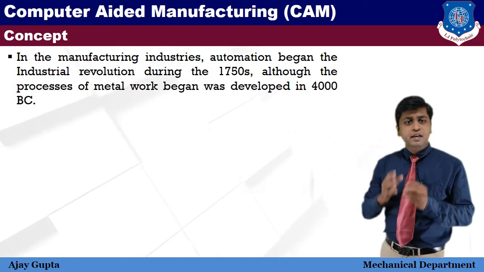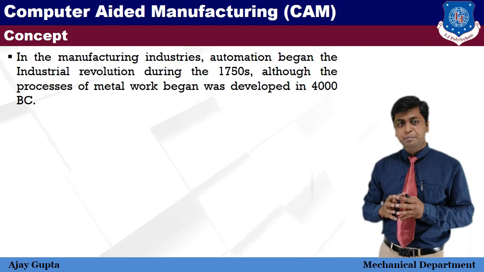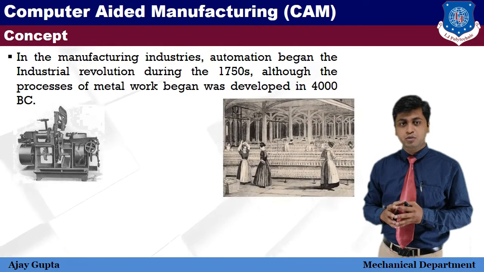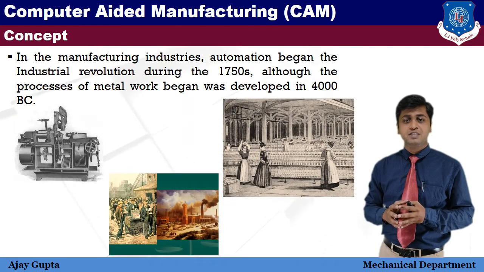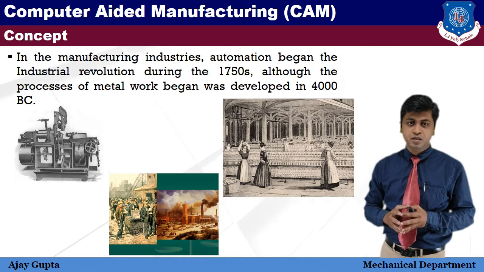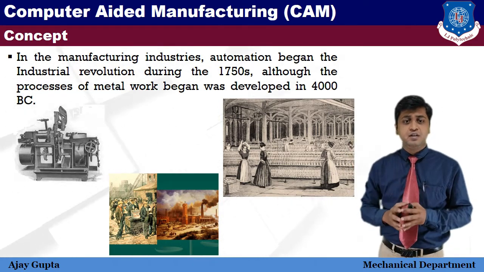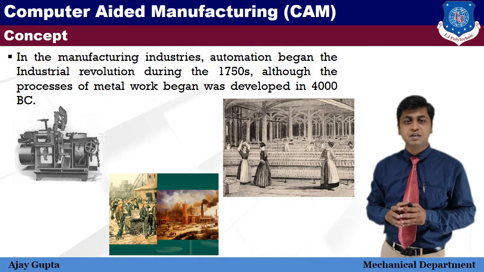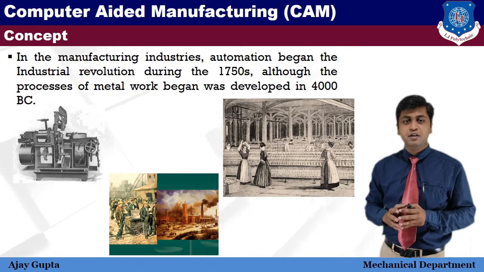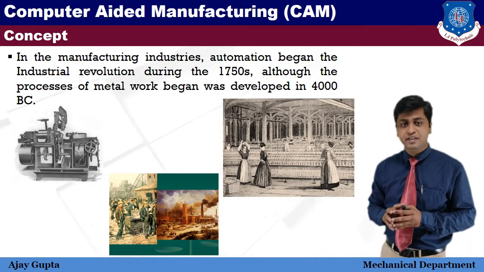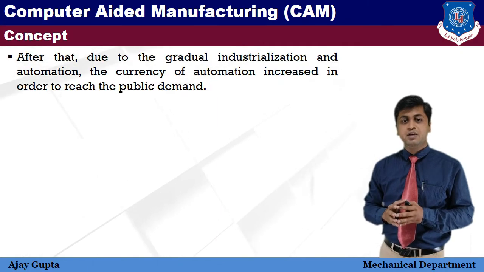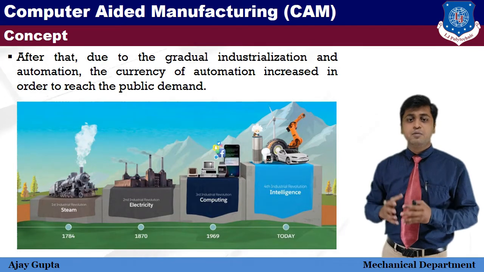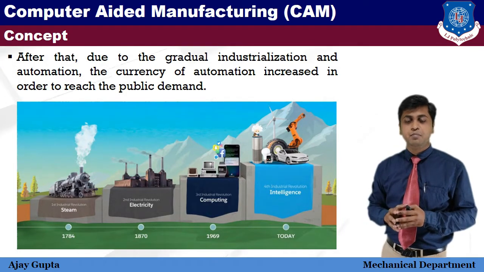In the manufacturing industry, automation began in the Industrial Revolution during the 1750s, although metal work was developed in 4000 BC. Growing mass production technologies and transfer machines were developed in the 1920s. After that, due to gradual industrialization and automation, the use of automation increased in order to meet public demand.